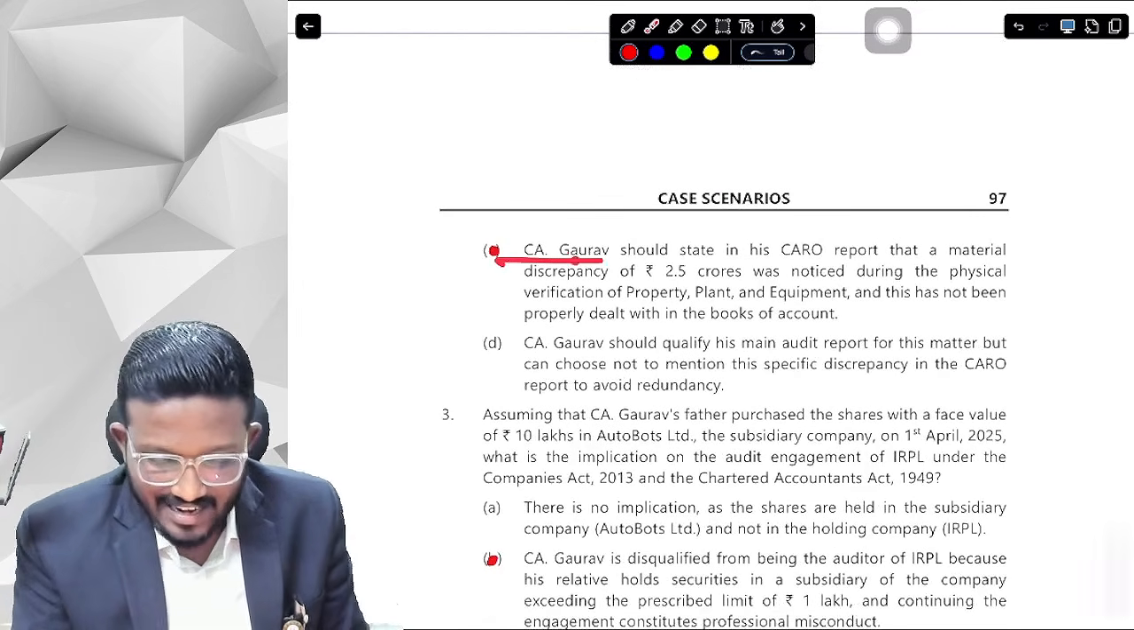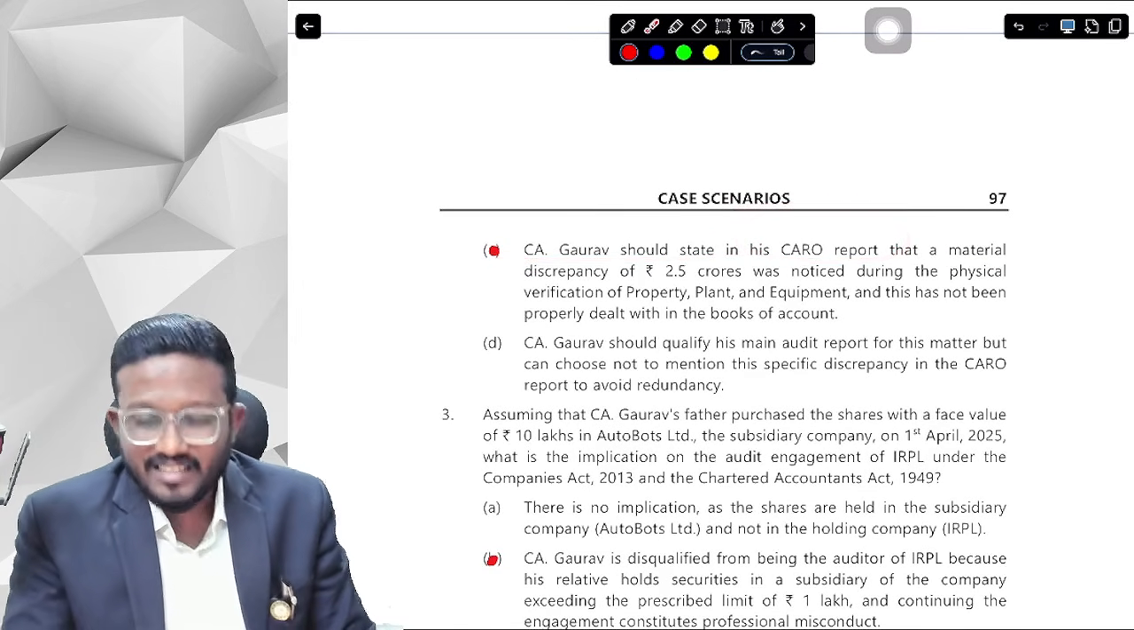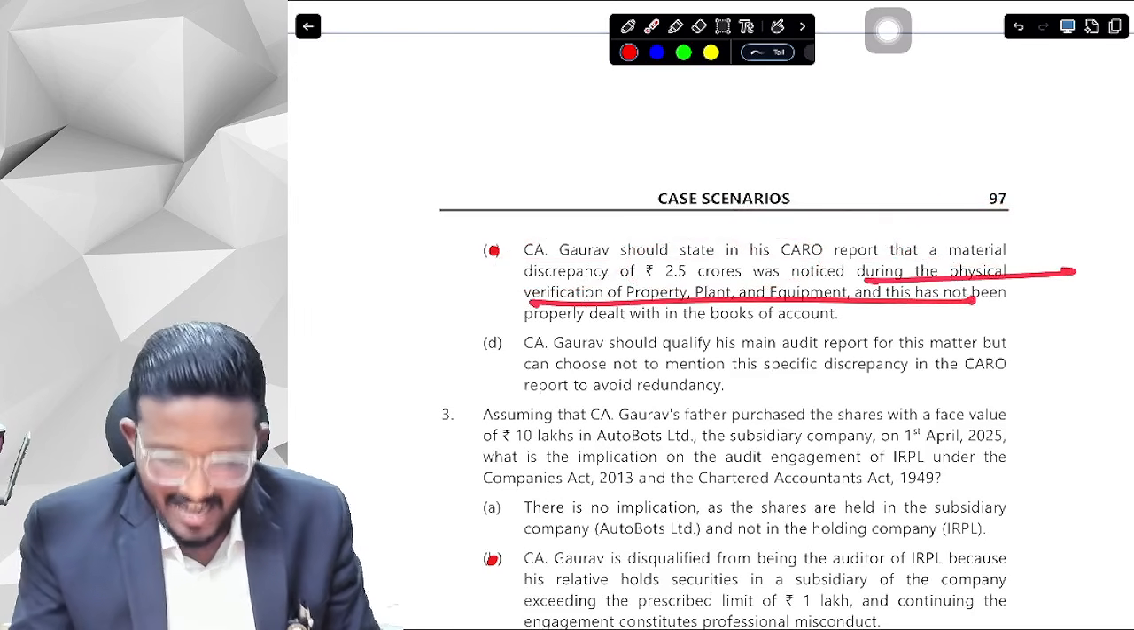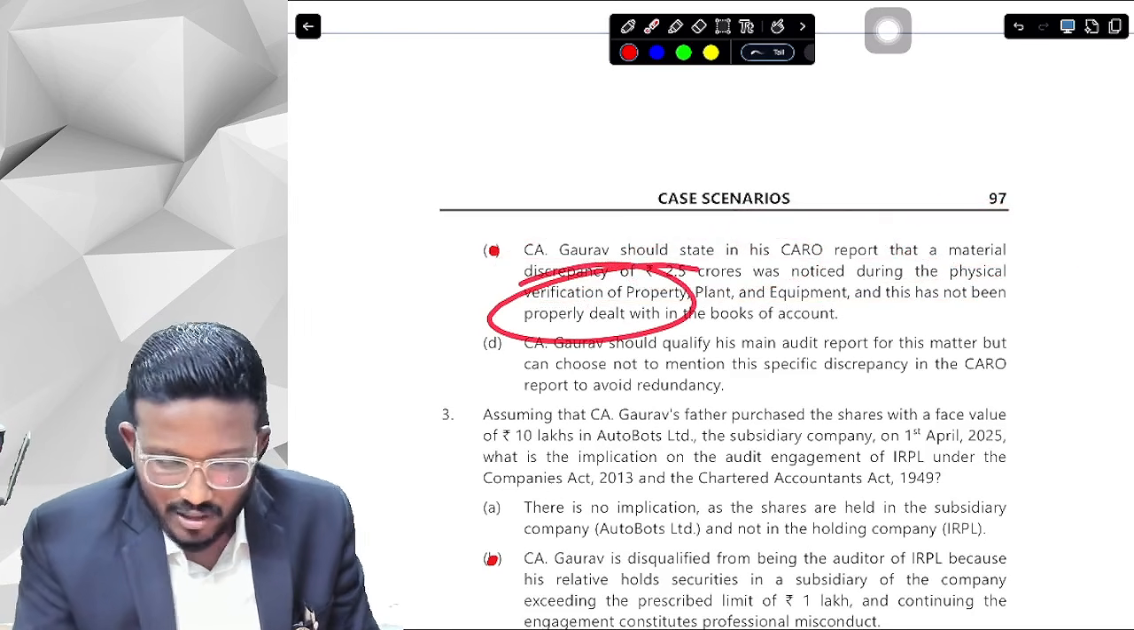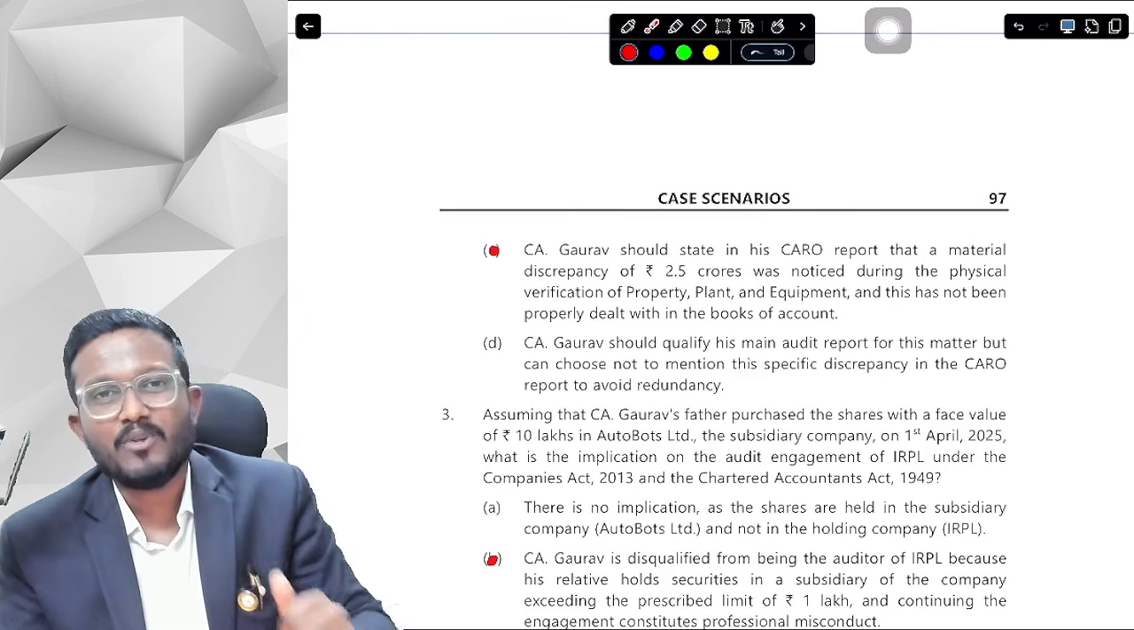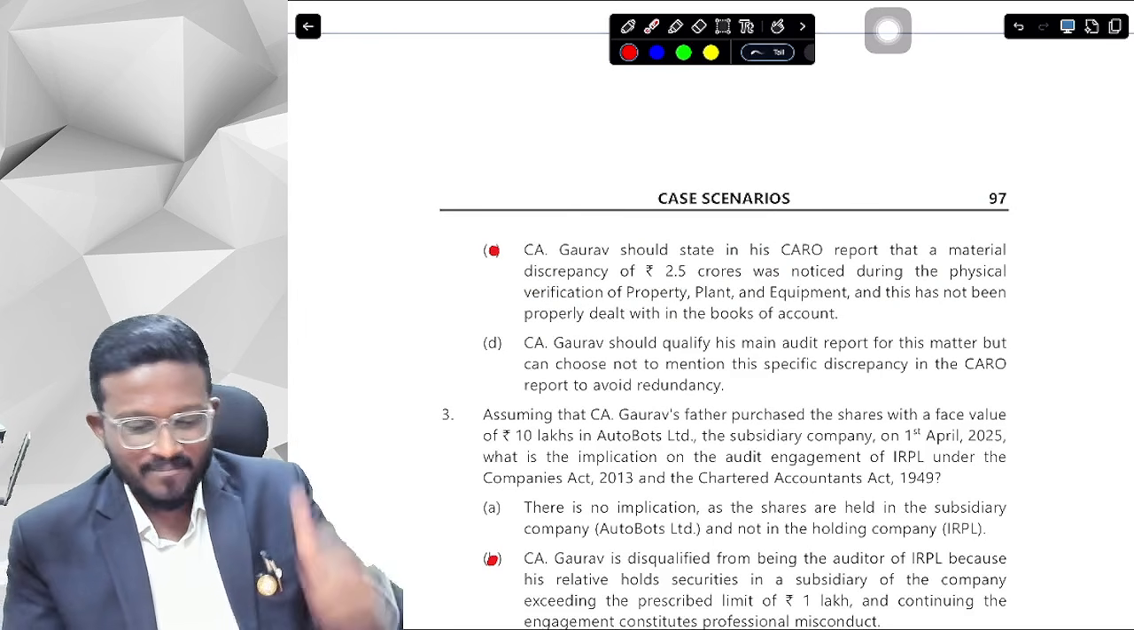So it says that as an auditor, we need to state in our audit report that there is a material discrepancy of 2.5 crore during the physical verification, and this has not been dealt with in the books of accounts because it is still showing in the books of accounts at 2.5 crore while we are not able to identify or physically verify this PPE. Okay, yes sir.